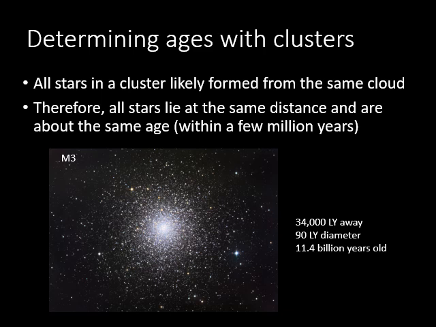So with star clusters, we know that they all formed at the same distance from us, and all of the stars are about the same age. That is key. Here's one example. This is the globular cluster M3. It's about 34,000 light years away from our sun and our solar system, 90 light years in diameter, and it's about 11.4 billion years old.